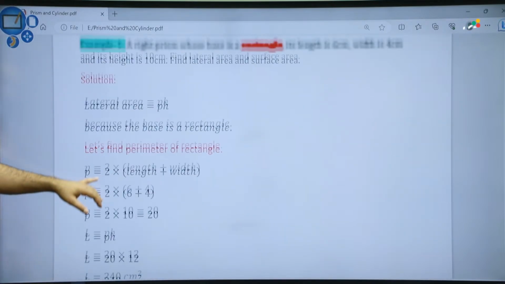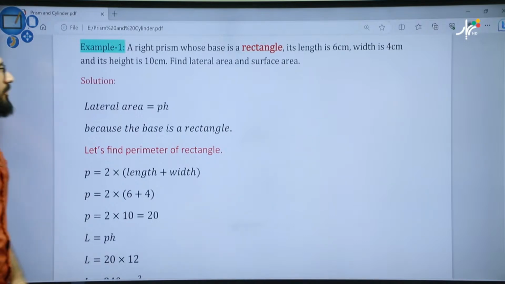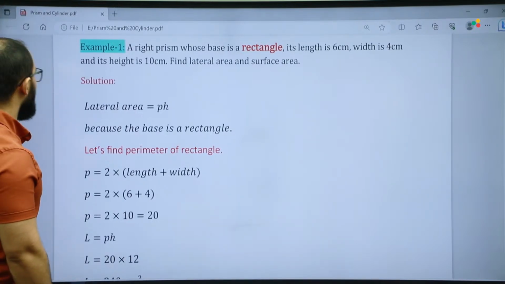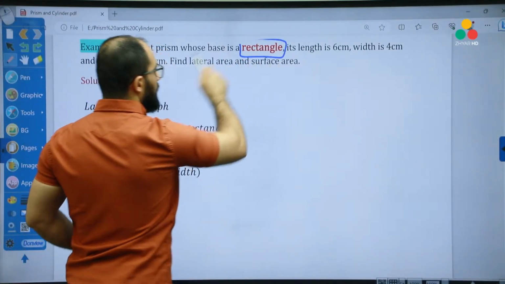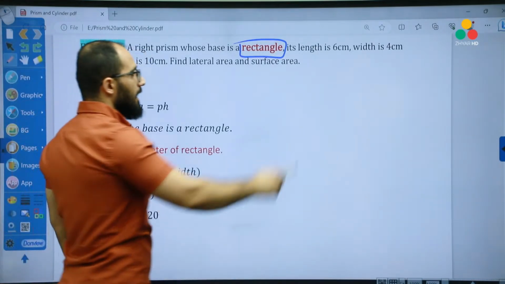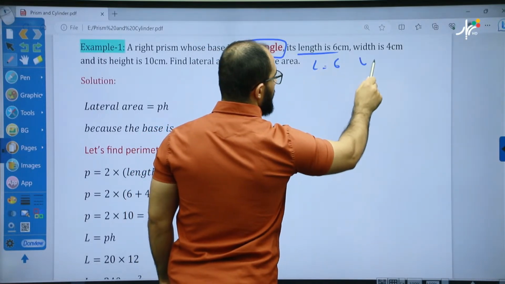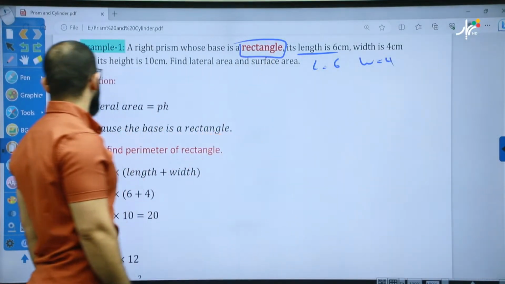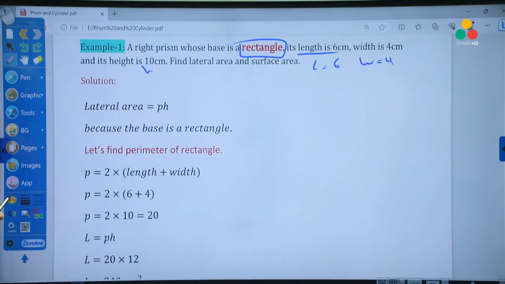Okay, let's solve an example. Example 1, a right prism whose base is a rectangle. So this part is very important. You have to notice that the base is rectangle. Okay, put this part into your mind. It is length L is equal 6 and W is equal 4. Then its height H is equal 10. Find lateral area and surface area.